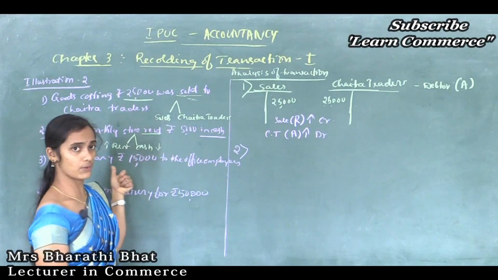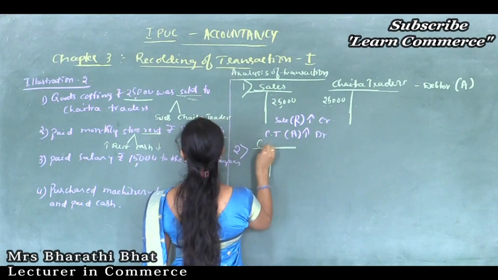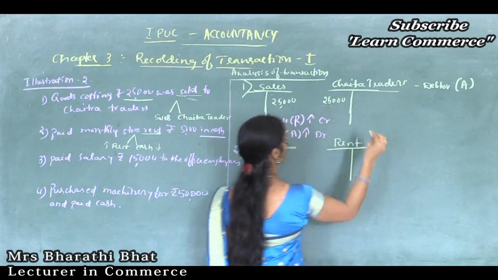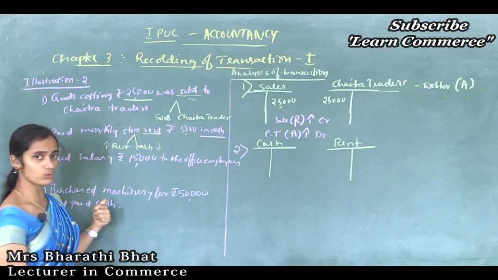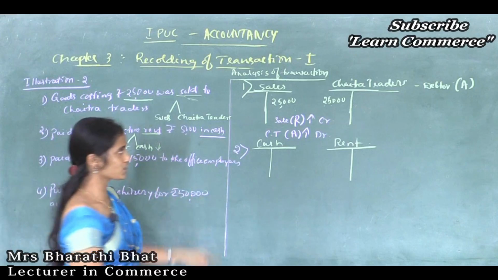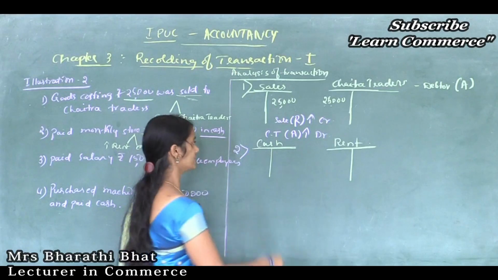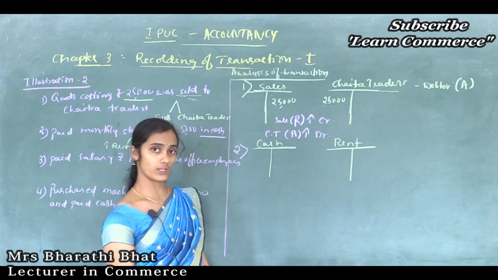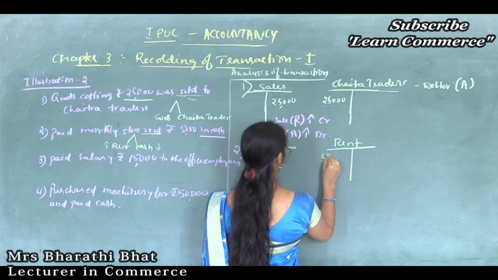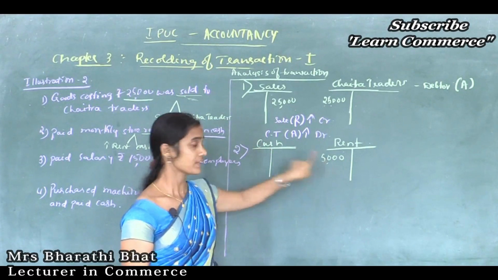Now we identified the two accounts affected here. One is cash, another one is rent. Just apply the rule. Increases in expenses is to be debited. What increased here? Rent. Expenses increased here. So how much? 5,000. Increases in expenses is to be debited.